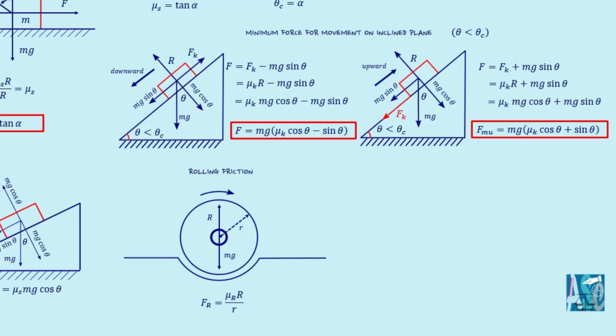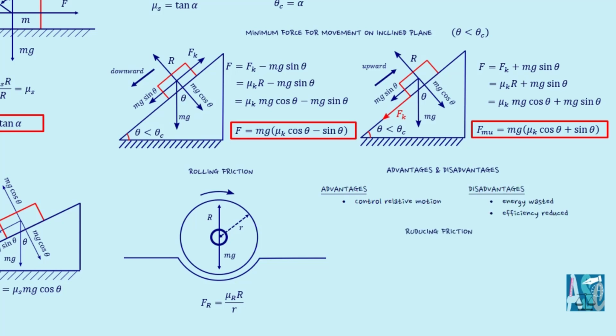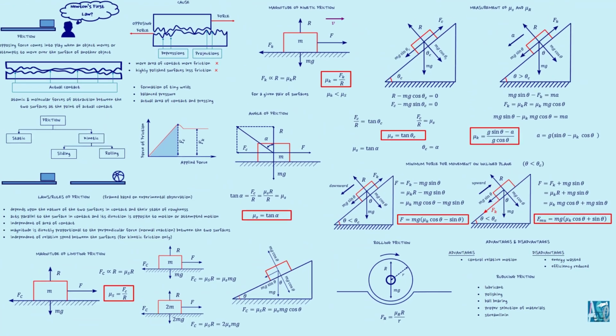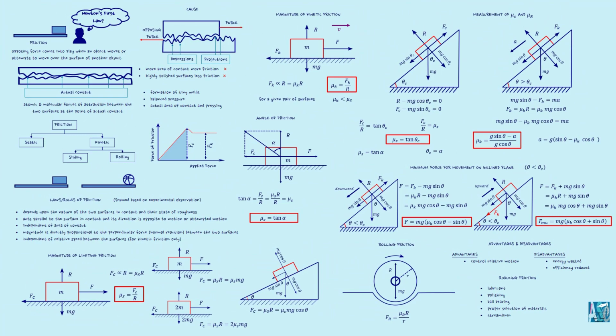Mathematically, rolling friction can be expressed as Fr equal to mu r capital R by small r, where mu r is the coefficient of rolling friction, capital R is the normal reaction, and small r is the radius of the rolling wheel. We already have the concepts related to the advantages and disadvantages of friction and how to reduce non-desired frictions. These points are shown here. To summarize, we have discussed physical quantities related to friction, and we have also discussed how we can measure those physical quantities experimentally.